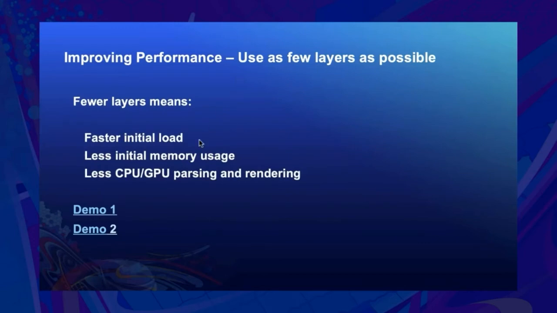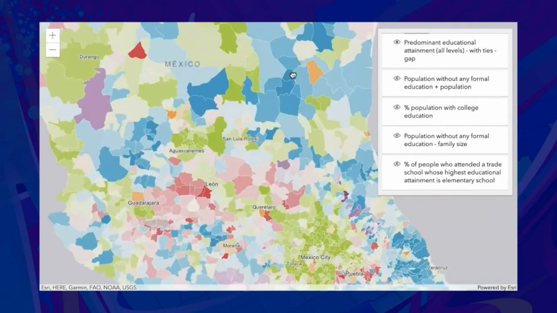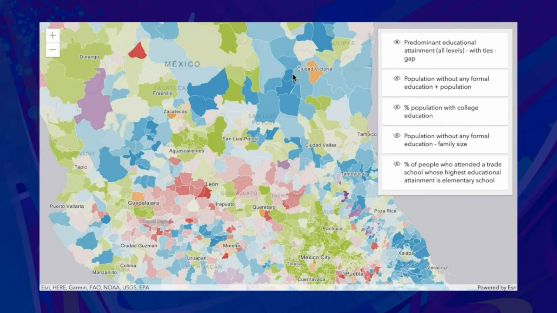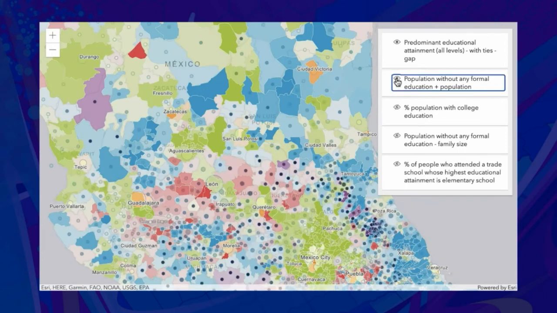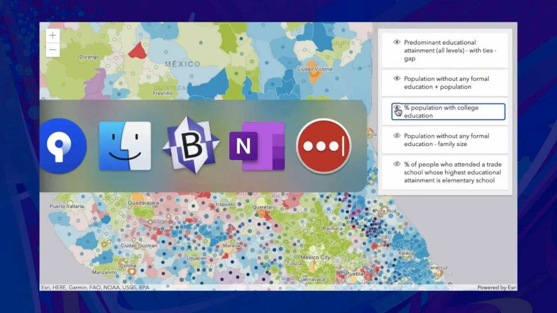I'm going to go back to my slide and load my second demo. And what I've implemented in this custom JavaScript application is a layer list widget. And as you can see, since I saved my web map with just that one predominant educational attainment level layer activated, that is what my application loads with. All the other layers are deactivated until the end user wants to turn them on or turn them off. That is increasing the efficiency of my application.